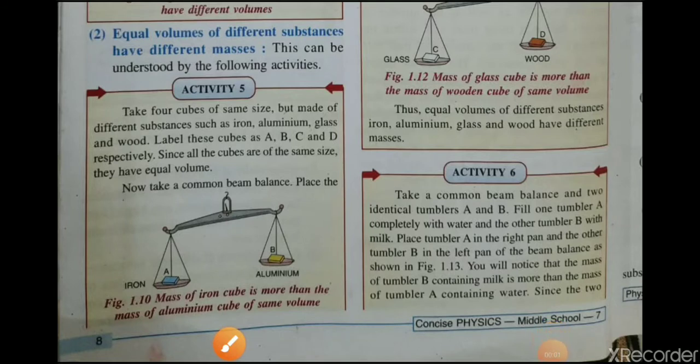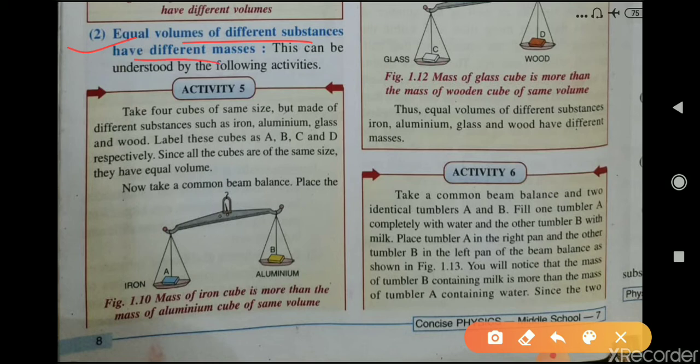Now to understand that equal volumes of different substances have different masses, let us see this activity. Take 4 cubes of the same size but made up of different substances. For example, the substances taken here are iron, aluminium, glass and wood. Now label all these cubes as A, B, C and D respectively.